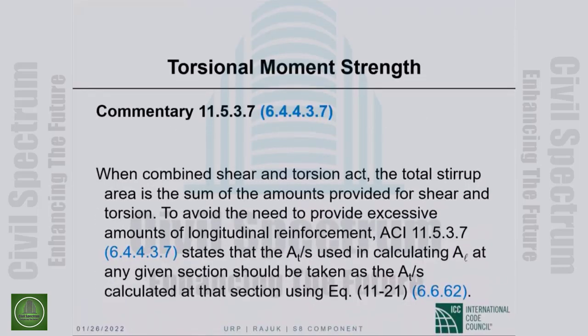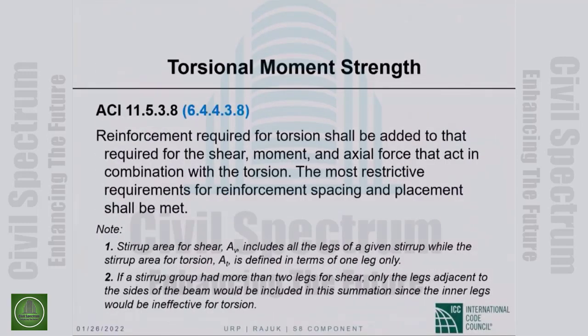So A sub T over S used in the calculation of A sub L at any given section should be taken as the A sub T over S calculated at this. I told you that you will use the same value as in the calculation of T sub N. Reinforcement required for torsion shall be added to that required for shear, moment, and axial force that act in combination with the torsion. The most restrictive requirements for reinforcement spacing and placement shall be met.